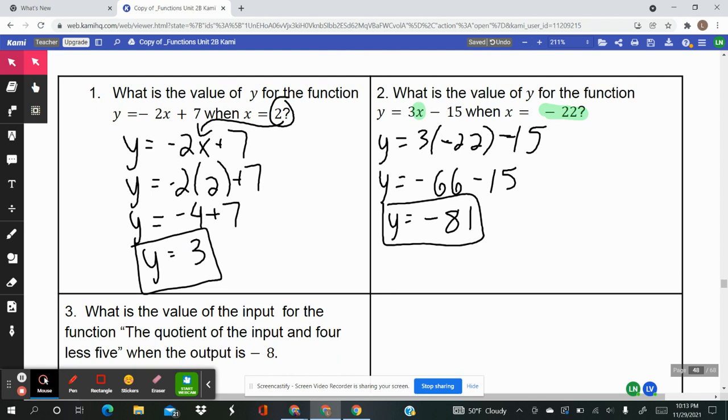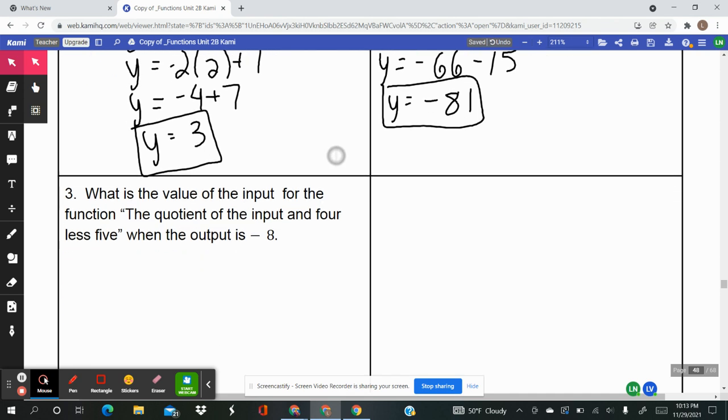So all we're doing for number 1 and number 2 is we're taking the values that they provide, whether it's an x or a y, and plugging it into our function, which we have talked about as being called equations up until now, and solving for our unknown variable.